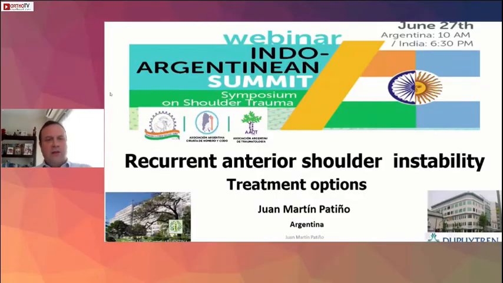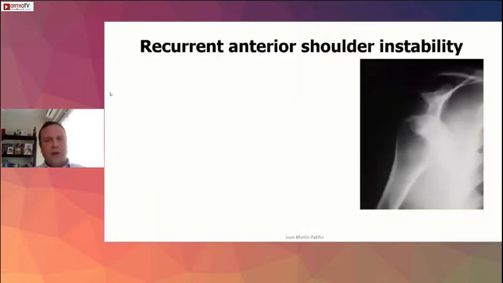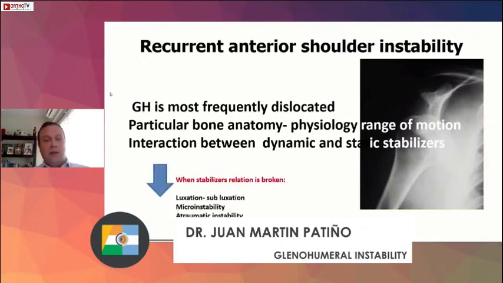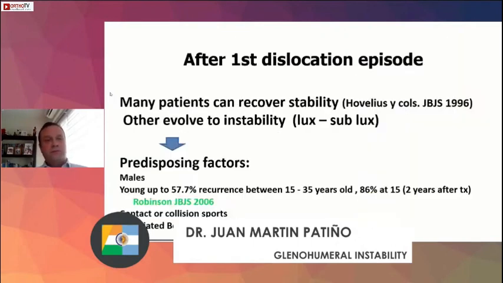This is my topic today: recurrent anterior shoulder instability, our treatment options. We know that the glenohumeral joint is the most frequently dislocated, due to its particular bone anatomy and extended physiology, range of motion. The stable shoulder depends on the interaction between dynamic and static stabilizers, but when this stabilizer relation is broken, luxation or subluxations, micro instability, or traumatic instability may happen.